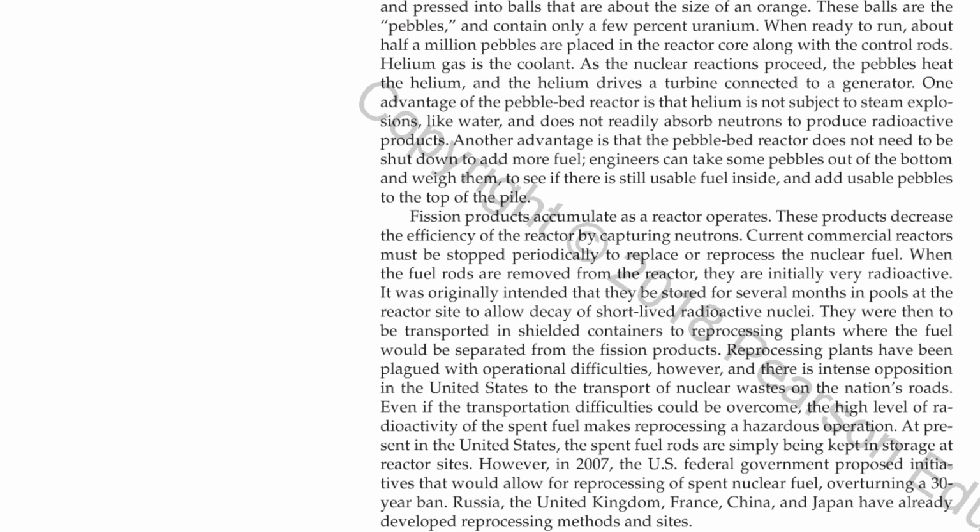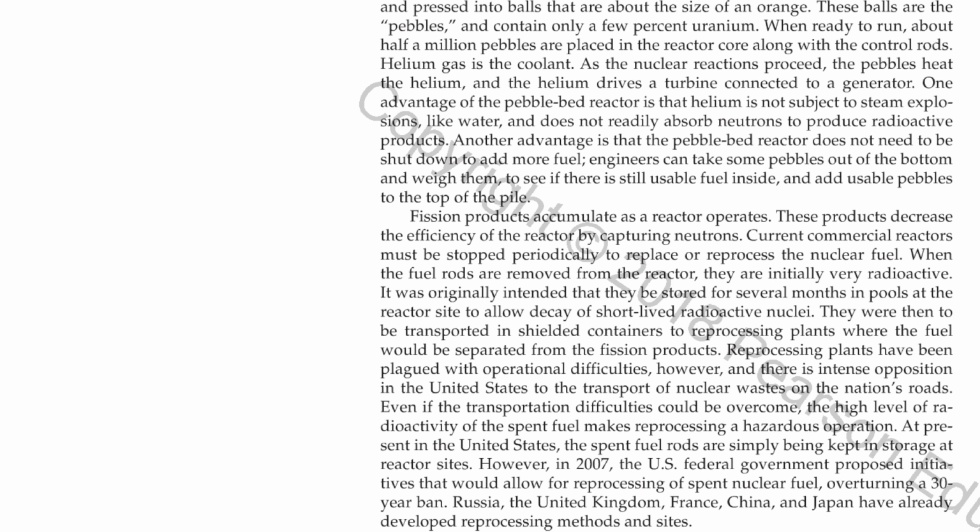When ready to run, about 500,000 pebbles are placed in the reactor core along with the control rods. Helium gas is the coolant. As the nuclear reactions proceed, the pebbles heat the helium, and the helium drives the turbine connected to a generator. One advantage to the pebble bed reactor is that helium is not subject to steam explosions. Like water, it does not readily absorb neutrons to produce radioactive products.